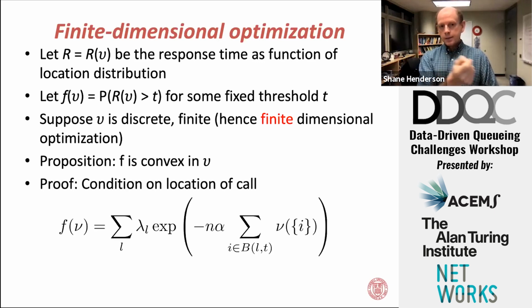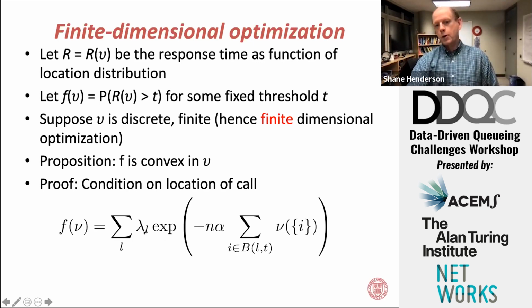The next step is not essential, but it will simplify matters hugely. Let's suppose that this probability measure is discrete. So we lay a net over the city, and we assume that volunteers can be at those locations. The probabilities of being at each of those different locations are now my decision variables. And this function is convex in those probabilities. Why is that? It comes down to this calculation here.